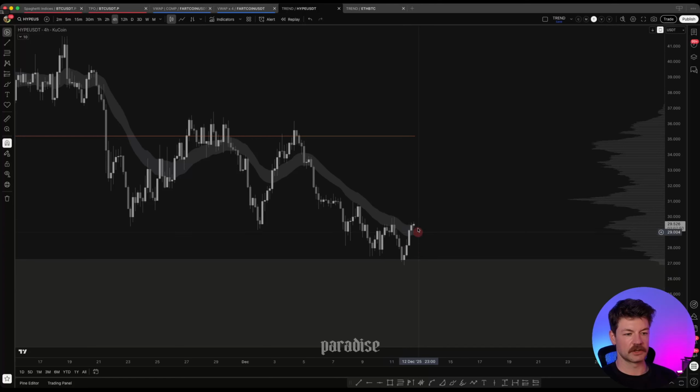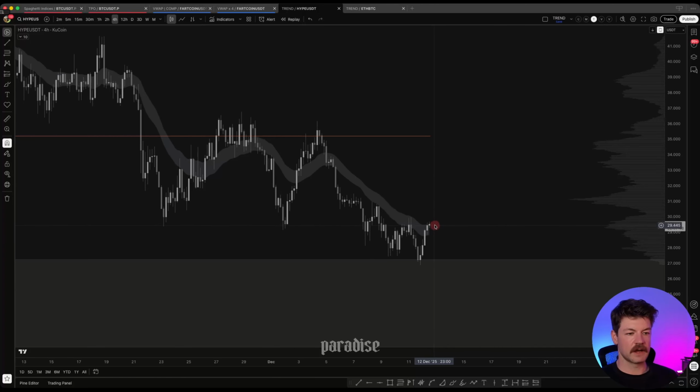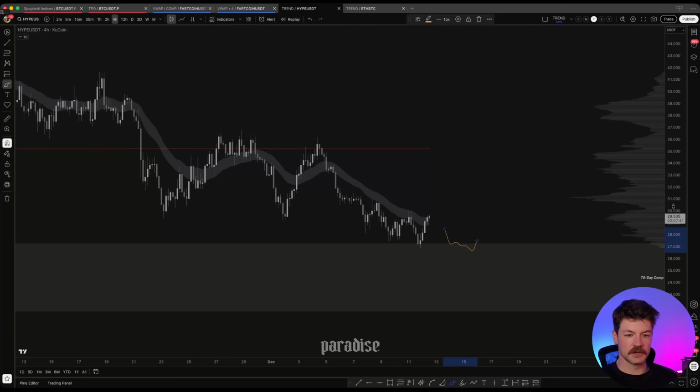We finally swept into that level, and look at the reaction we had so far. So if Hype does seem to bracket here, maybe gets capped by trend, comes back down, I think this zone in here is where you want to get filled on this. This zone is quite wide. I actually wanted to start building a position here.